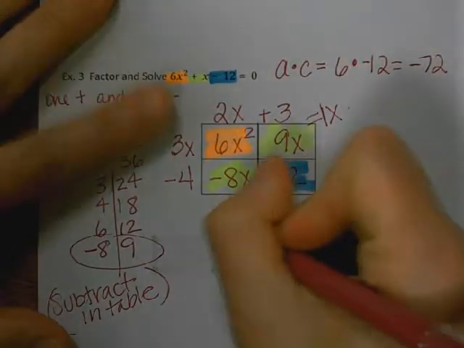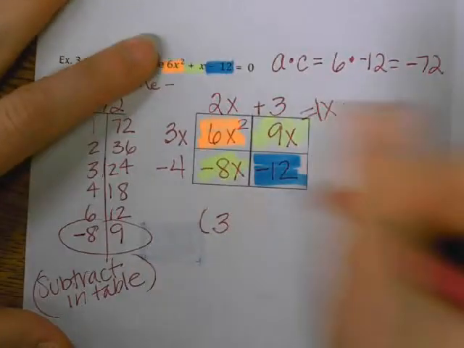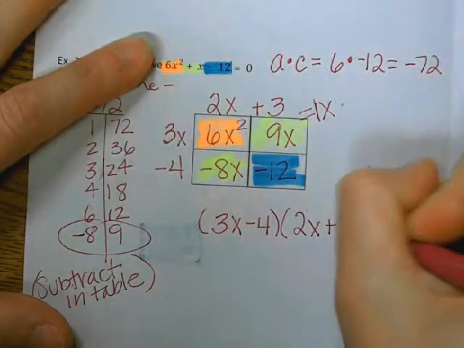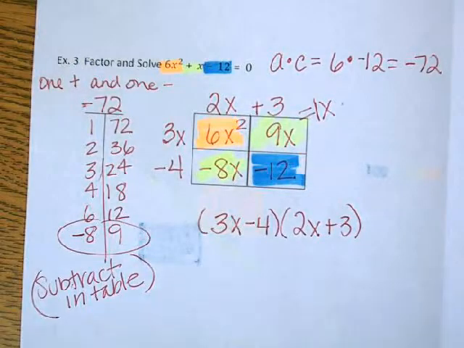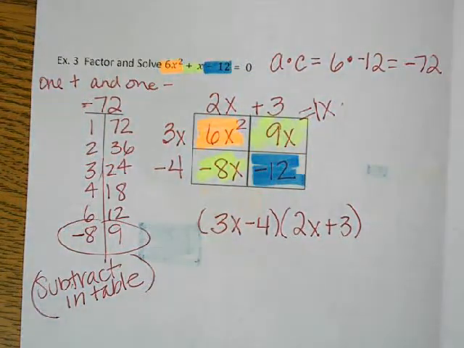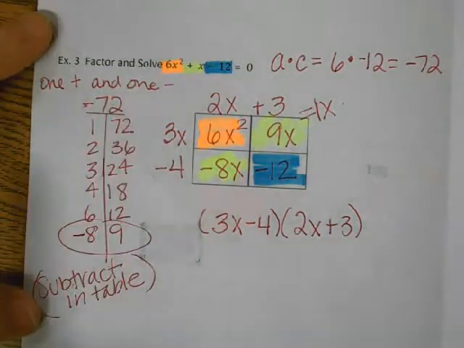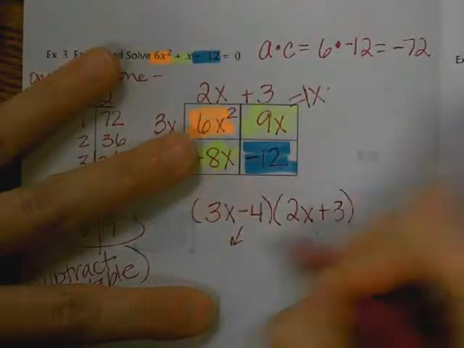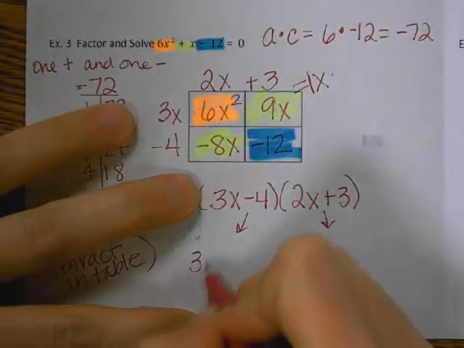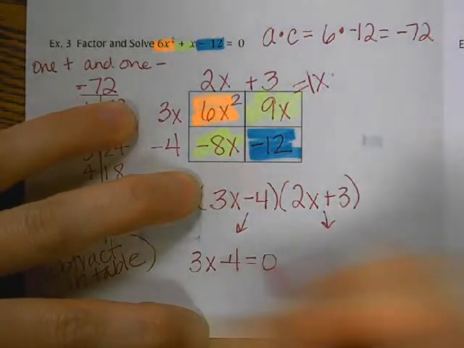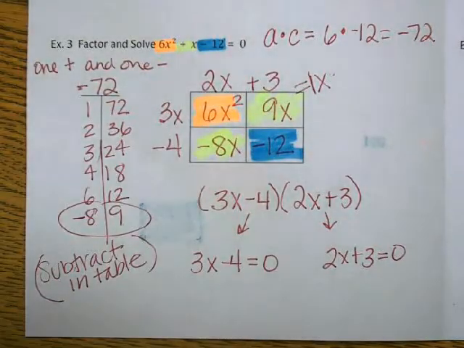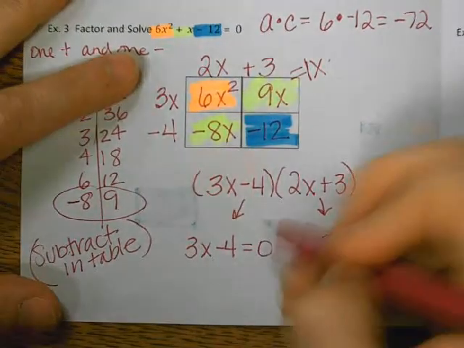So now you just write out your factors, not your ordered pairs. 3x minus 4 and 2x plus 3. Does that make sense? Okay. Now all of these are saying factor and solve. So remember, if we're going to solve them, then you're going to draw your arrows and say 3x minus 4 equals 0 and 2x plus 3 equals 0. And then you would solve each one of those equations.